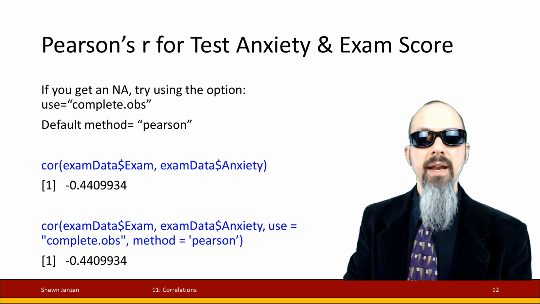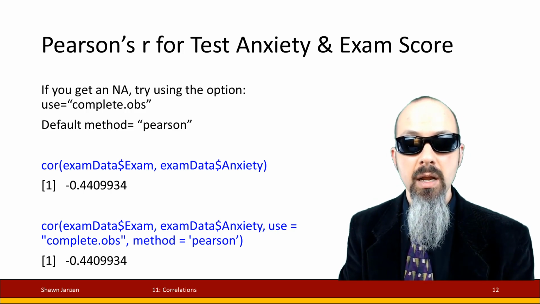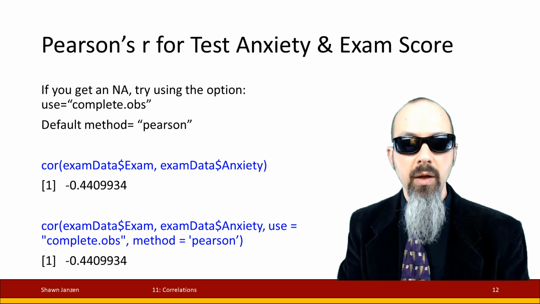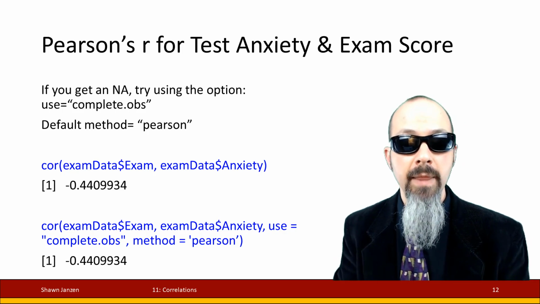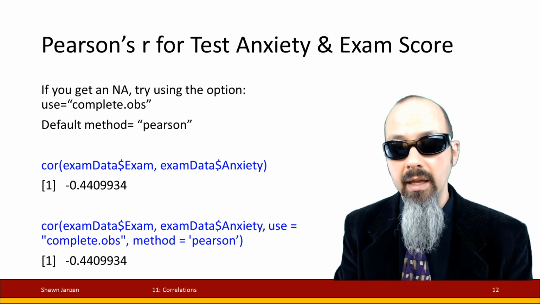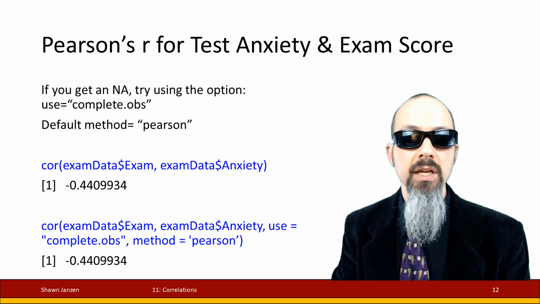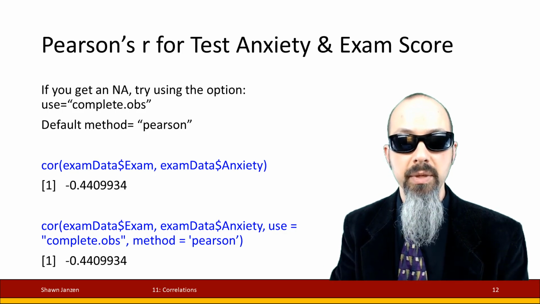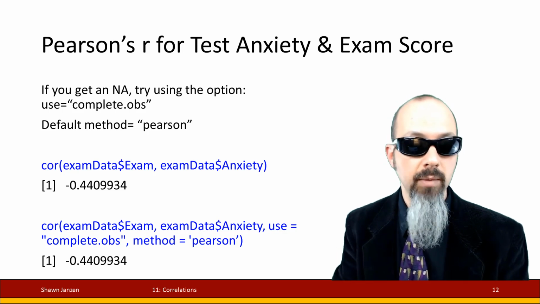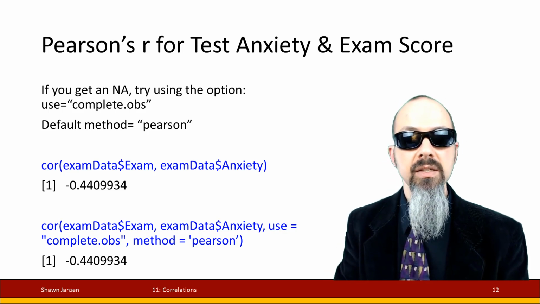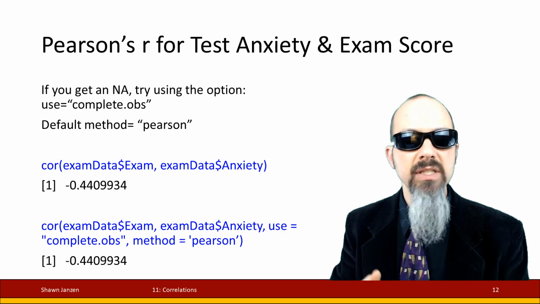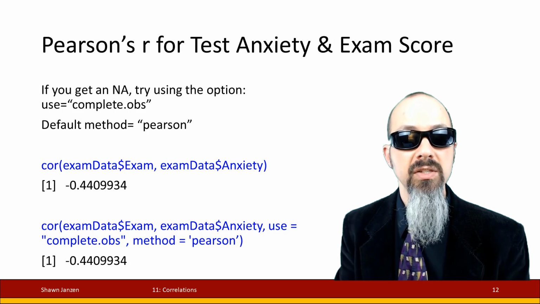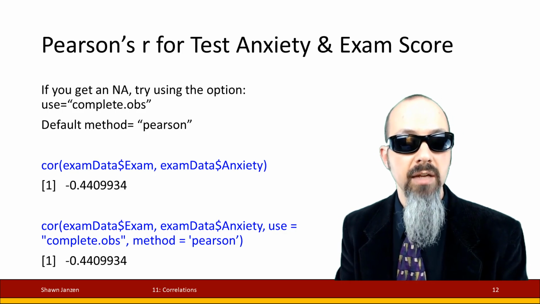Now let's see how we're going to put this into R, and I want to give a brief moment to talk about an option that we can use in R. If you're doing your correlation and it gives you an NA, add an option, use equals "complete.obs" in quotation marks, single or double quotes. What this is going to do is, if a value is missing on one or both of the variables, skip it. Only use observations that have values for both your x and your y.